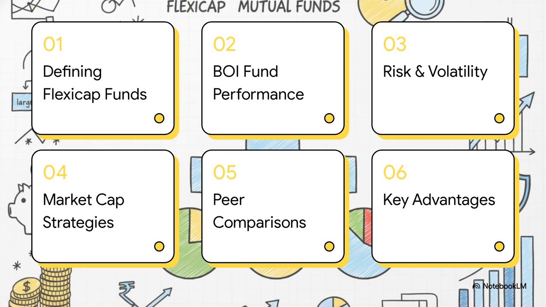So here's our quick roadmap for today. We'll start by defining what FlexiCap funds actually are, then look at BOI's performance highlights, do a quick risk and volatility analysis, check out their market cap and conservative strategies, compare them to benchmarks and peers, and finally wrap up with the key advantages and takeaways.